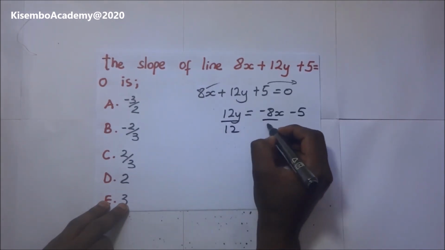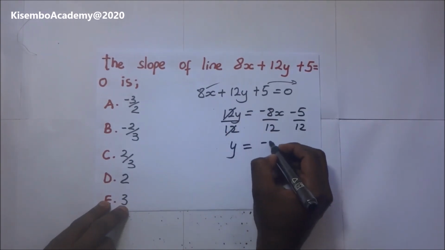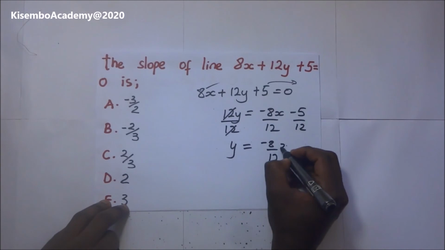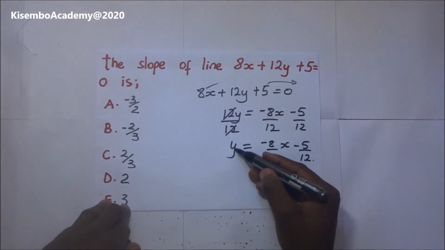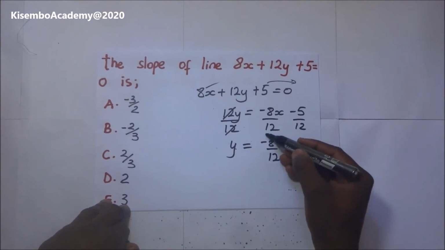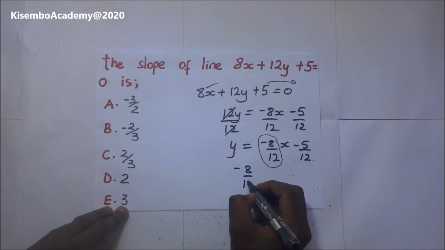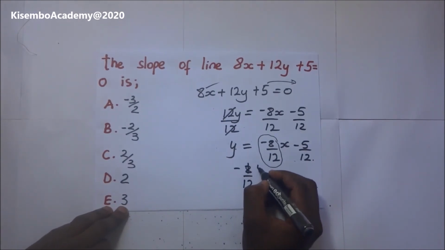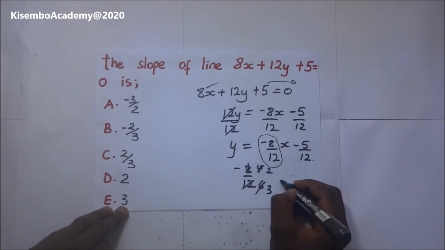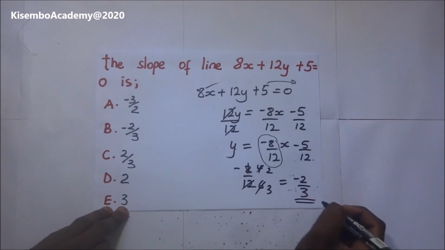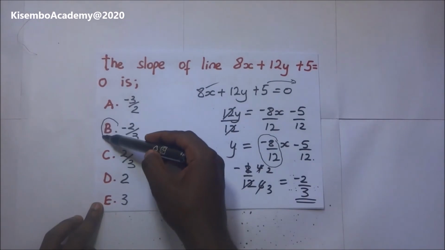Divide both sides by 12. This goes with that, you remain with y as -8 over 12x minus 5 over 12. Now, this is in the form of y is equal to mx plus c, and we all know that this is the gradient. So, negative 8 over 12, to simplify this further, by 2 we have 4, by 2 we have 6, by 2 we have 2, by 2 we have 3. So the answer is negative 2 over 3, that is the ultimate slope. So coming here, negative 2 over 3 is B.